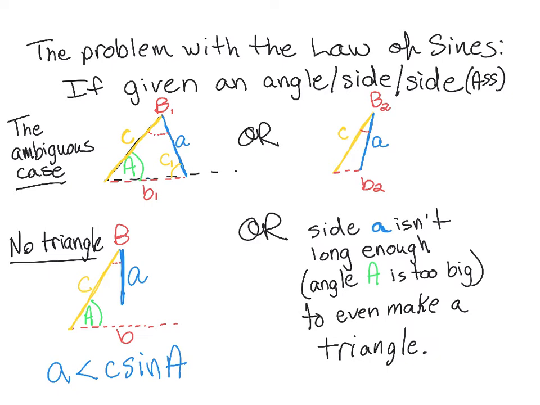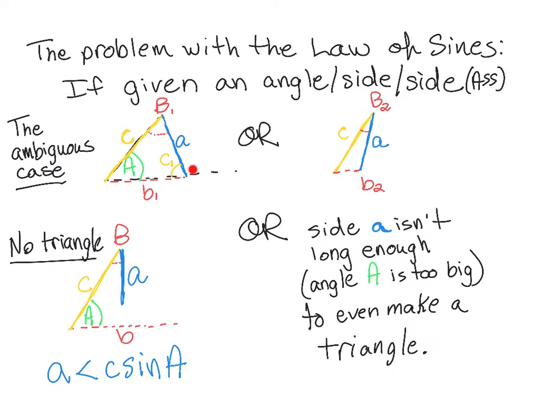The way to check that, if you have angle side side or side side angle, same thing: if the side opposite the given angle is smaller than c times the sine, and I'll show you on the next page why, if it's less than, then it's never going to touch.